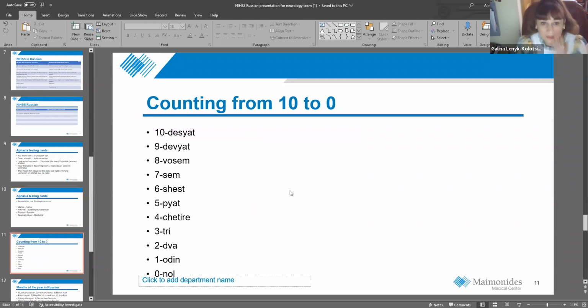And if counting from 10 to 0, I tried to write it. 10 is 10, 9 is 9, 8 is 8, 7 is 7, 6 is 6, 5 is 5, 4 is 4, 3 is 3, 2 is 2, 1 is 1, and 0 is 0. Who wants to try to count?